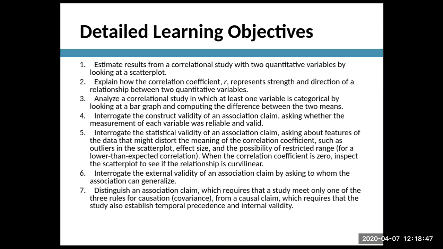And finally, we will distinguish an association claim, which requires that the study meets only one of the 3 rules for causation that we talked about in chapter 3, which is the covariance rule, from what we will be basically concentrating on the rest of the time, which is a causal claim. And that requires the study establishes 2 other things: temporal precedence, which means if you're saying that A causes B, then A has to come before B, and internal validity itself, which says that A and only A causes B. So any change that is due to C, D, E, F, G, or any of the letters of the alphabet, and so on, is not good. That's where we would control for those things, right?